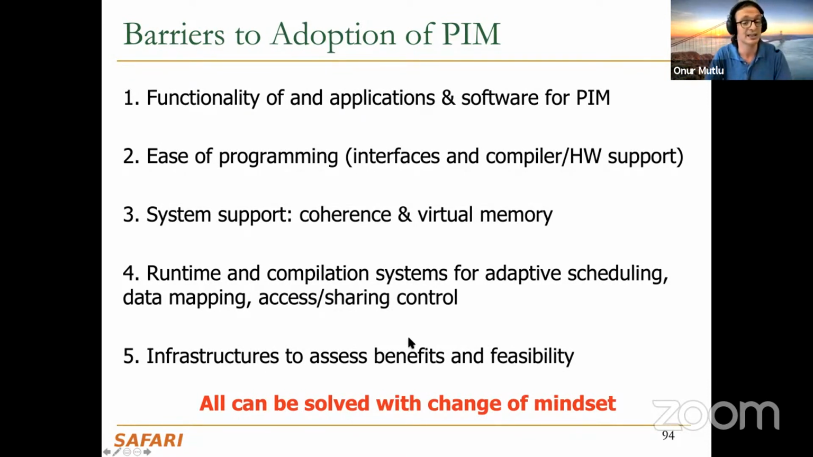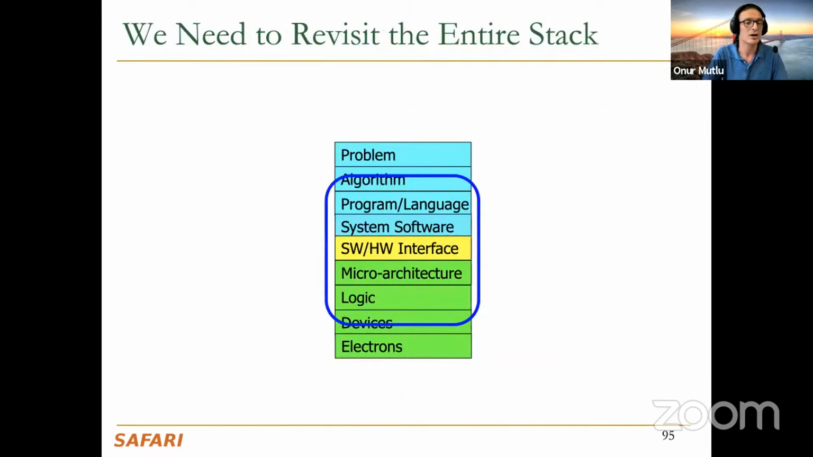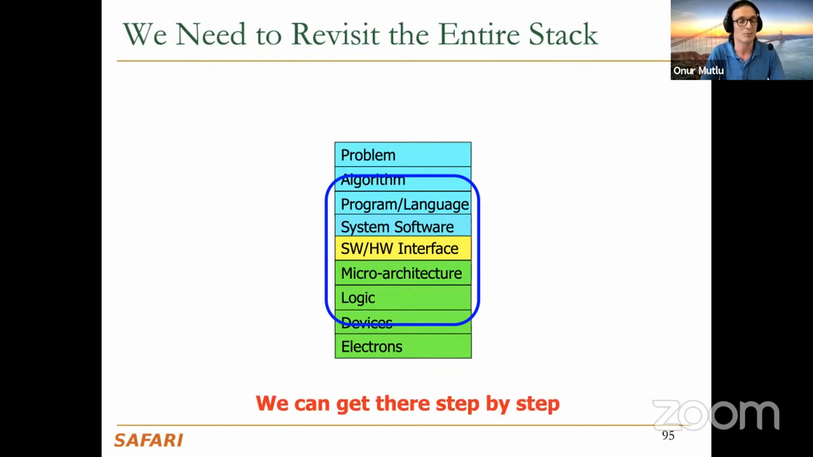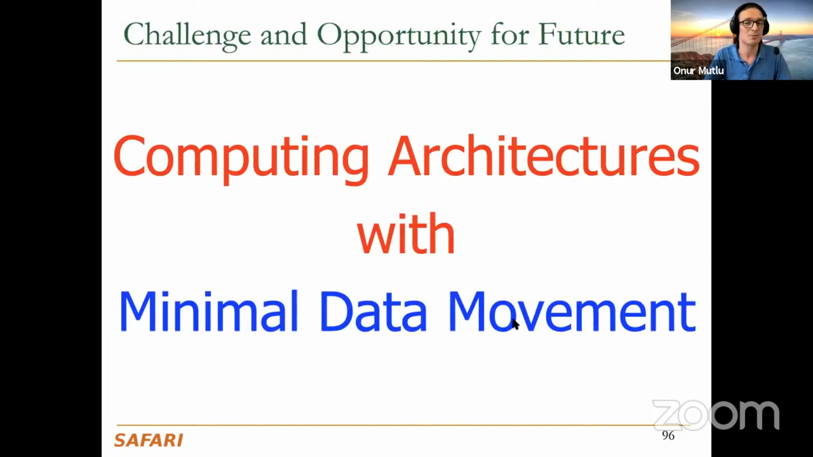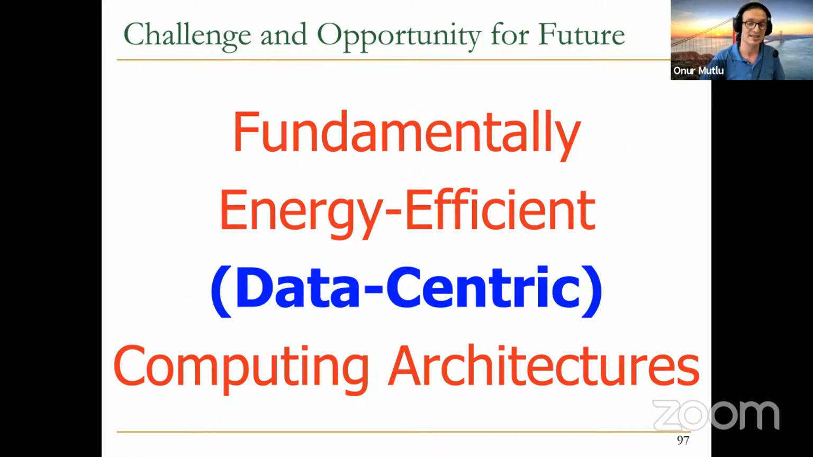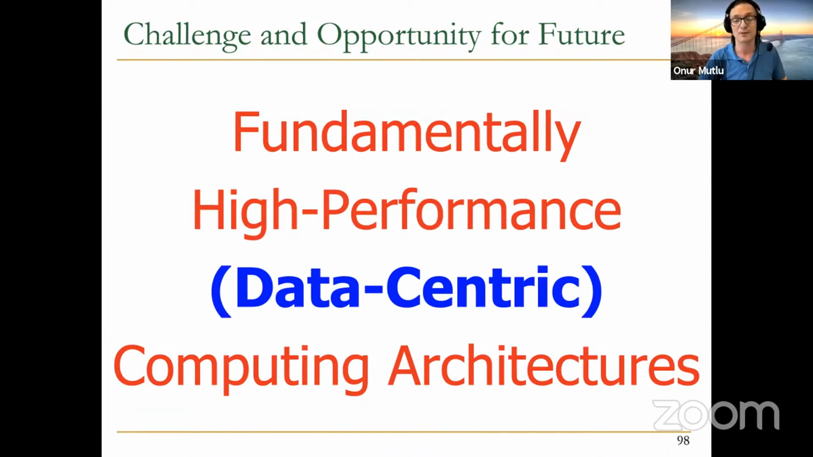So basically, we're violating a lot of principles, and we need to change our mindset so that we actually have much better and much more principled designs going into the future. So basically, we need to revisit the entire stack if we want to change the computing paradigm to a more data-centric paradigm, and we can get there step by step. So this is a huge challenge and opportunity for the future. How do we design computing architectures with minimal data movement, which will lead to fundamentally energy efficient architectures, and that requires data-centric designs, and also fundamentally high performance architectures, because that also requires data-centric designs.